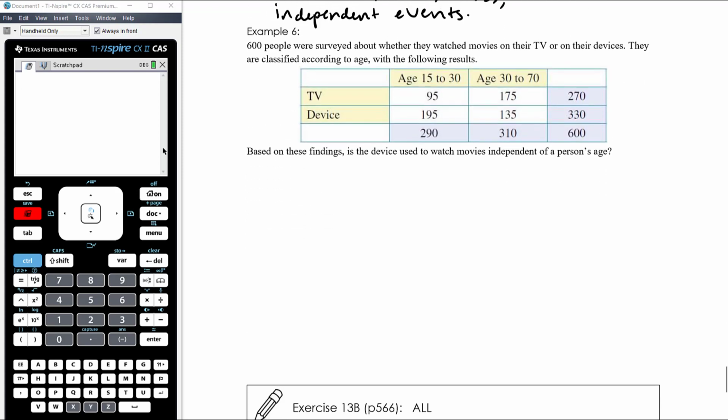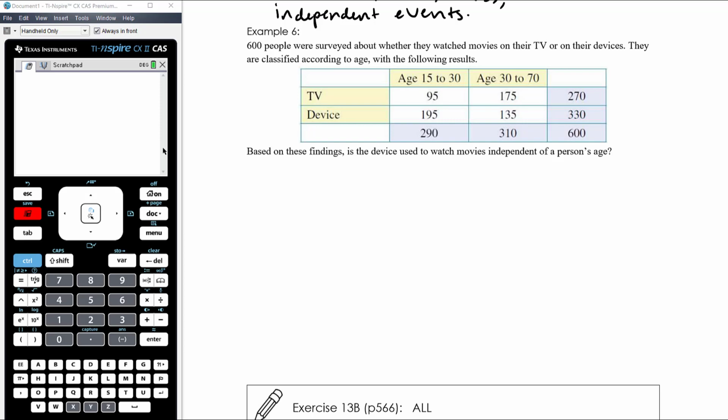Okay, final example. 600 people were surveyed about whether they watched movies on their TV or on their devices. They are classified according to age with the following results. So we've sort of got young and old, for want of a better phrase, although that places myself in the old category, and TV or device. So based on these findings, is the device used to watch movies independent of a person's age?